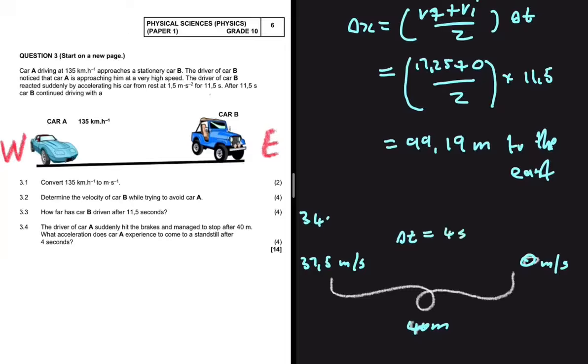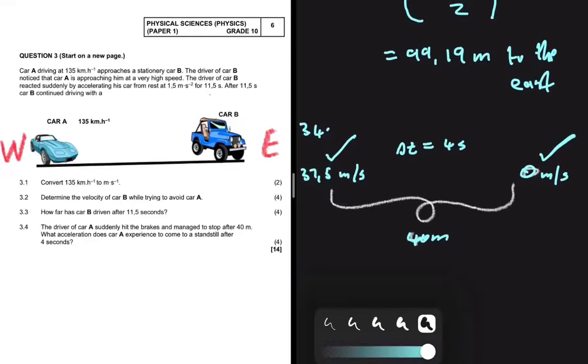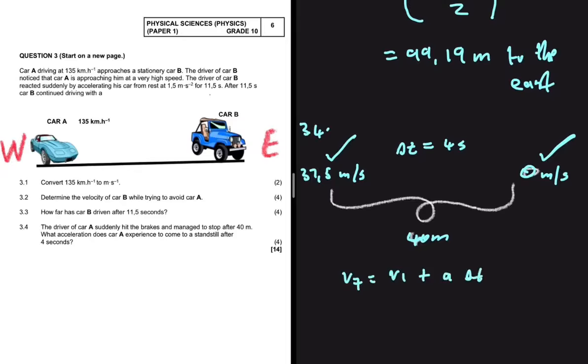Well, I want to let you know right now that this is actually impossible. There is no way that the car can start with a velocity of 37.5, 4 seconds later have a velocity of 0 meters per second, and have covered a distance of 40 meters in 4 seconds. It is actually impossible for that to happen. That is why if you use different formulas, you're going to get different answers, because you can say that VF is equal to VI plus A delta T. We have VF because the car is coming to a stop after 40 meters. Our VF is equal to 0.